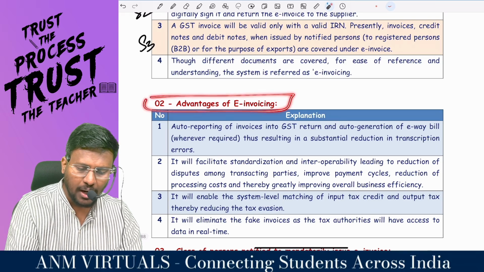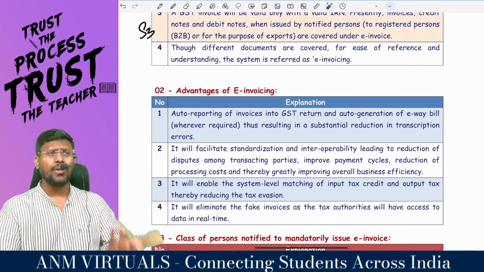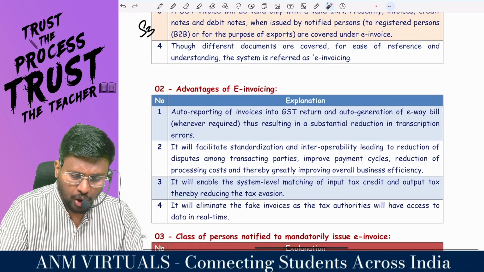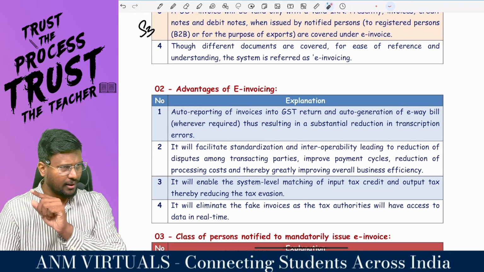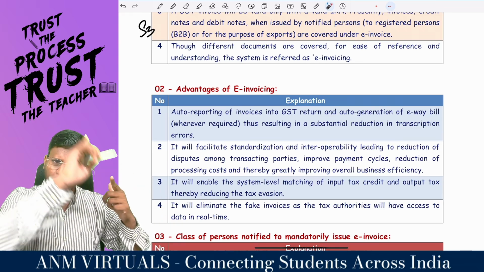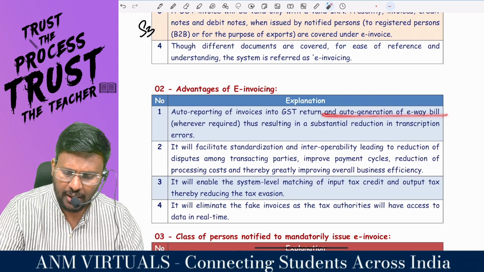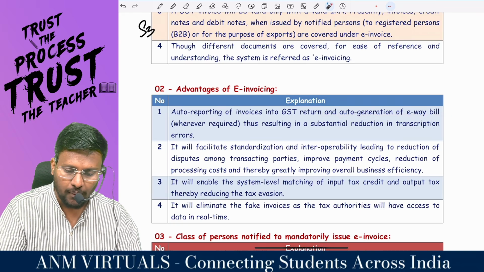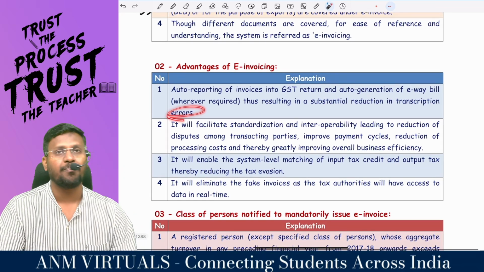What are the advantages of e-invoicing? What is the difference between manual invoice and e-invoice? The advantage is auto reporting of invoices into the GST return. First you make the invoice and upload it in the IRP. That will automatically reflect in the GST return. And auto generation of e-way bill, wherever required, thus resulting in a substantial reduction in transactional errors.